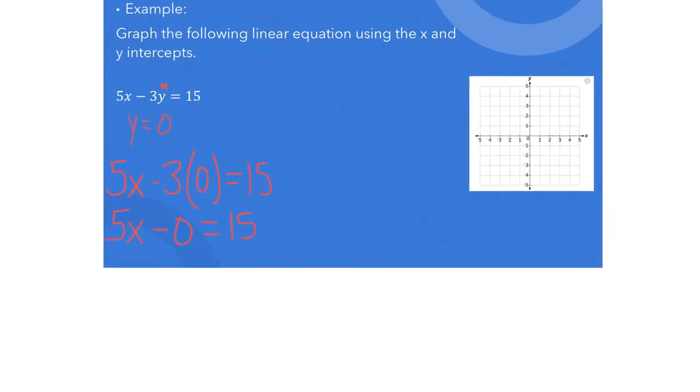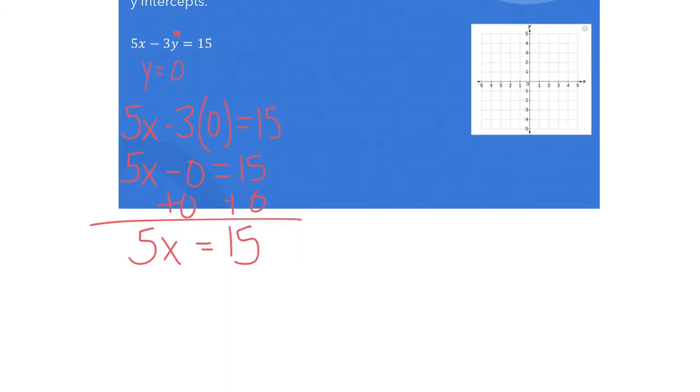Now you're like, that's a negative 0. Okay, well, let's add the 0 to both sides. What do we get? Nothing. So I get 5x equals 15. Then once there, I divide by 5. Divide by 5, x equals 3.